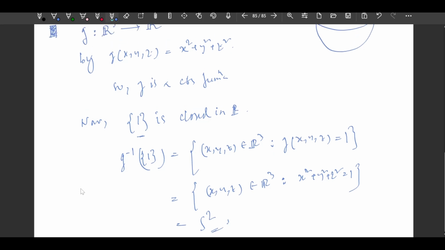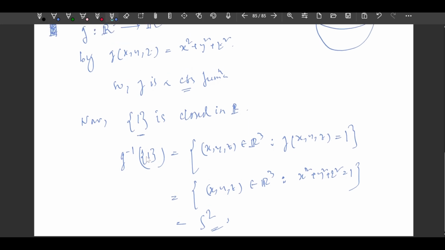So therefore, since g is continuous and singleton {1} is a closed set in R, the inverse image of a closed set under a continuous function is also closed, right? We can prove this using the epsilon-delta definition or the open set definition: the inverse image of an open set is open. Okay, the inverse image of a closed set under a continuous function is also closed. Some books use this as a definition also. Not an issue. So the inverse image of singleton set {1}, we get S2. So S2 is closed, right? This implies S2 is closed.